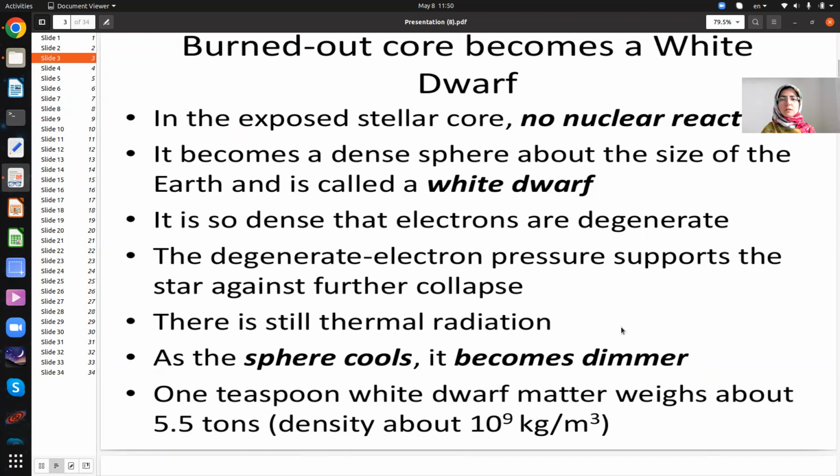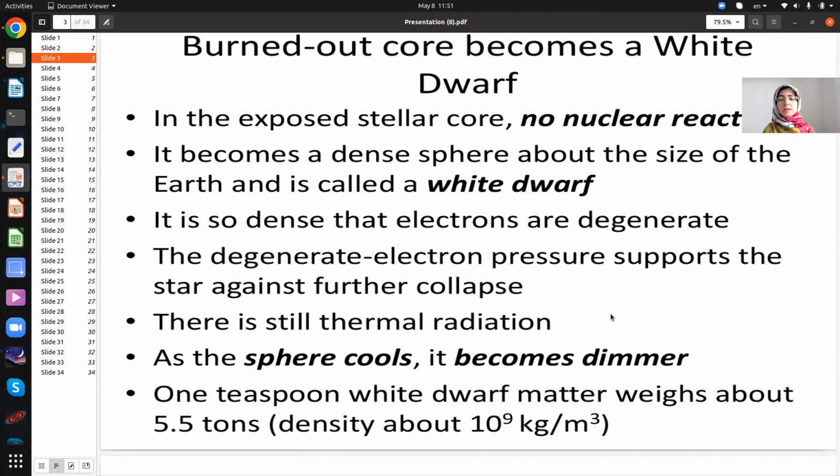Burned out core becomes a white dwarf. In the exposed stellar core, there are no nuclear reactions. It becomes a dense spherical sphere about the size of the Earth and is called a white dwarf. It is so dense that electrons are degenerate. The degenerate electron pressure supports the star against further collapse.